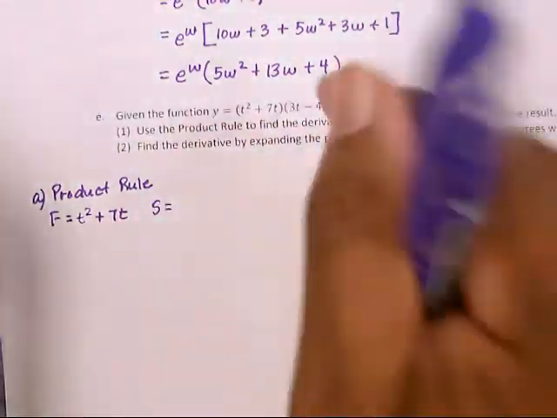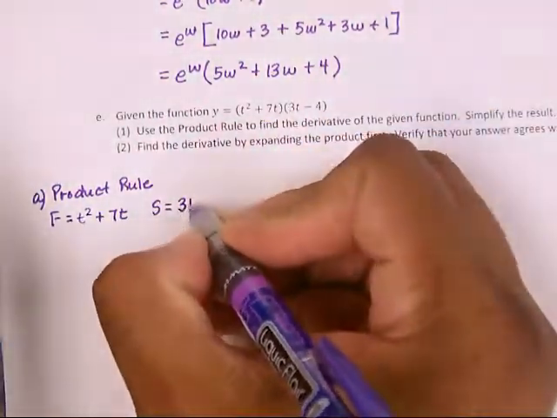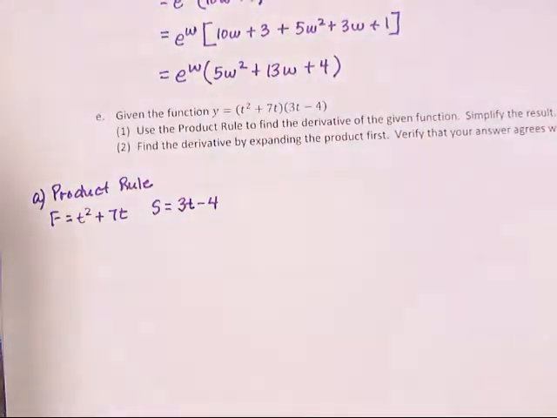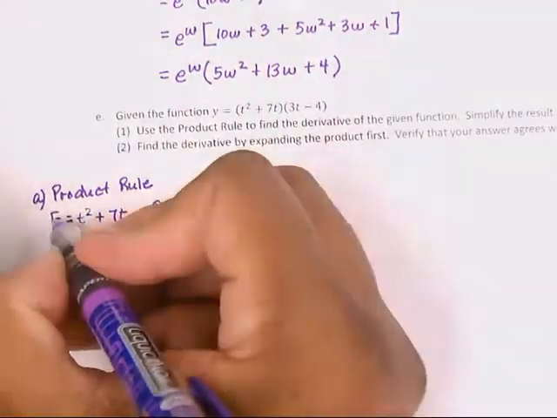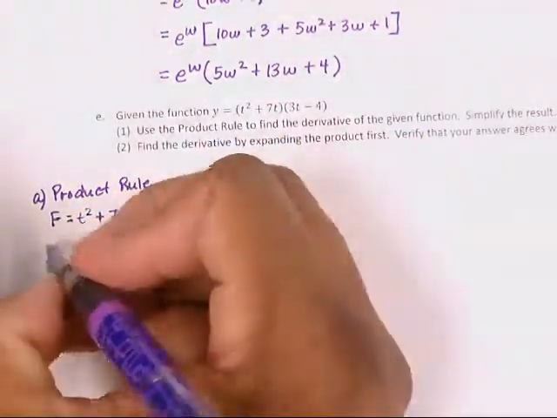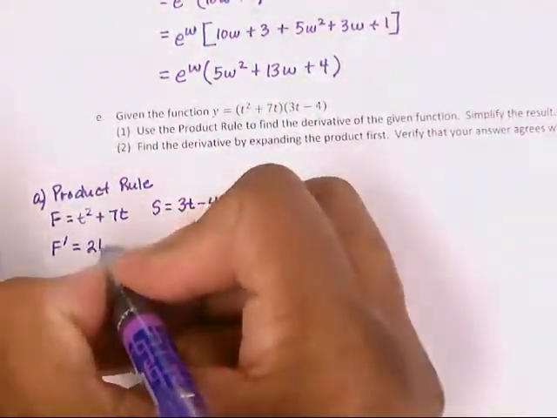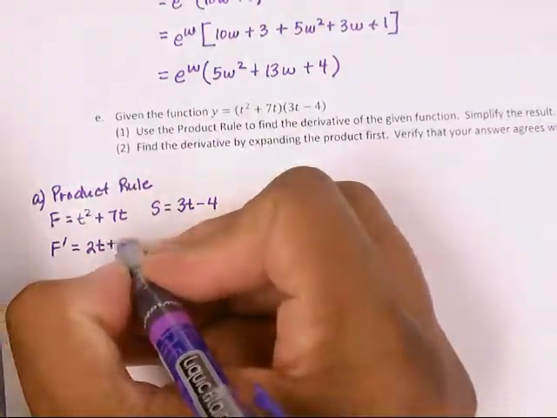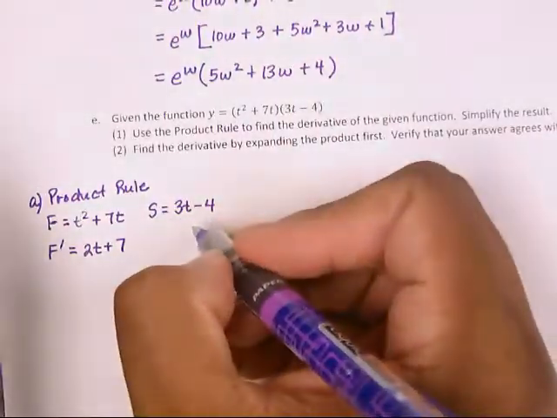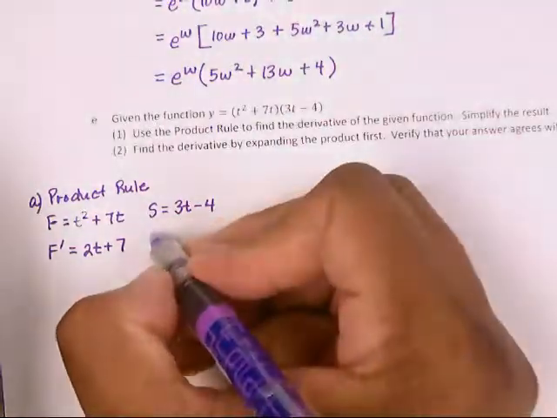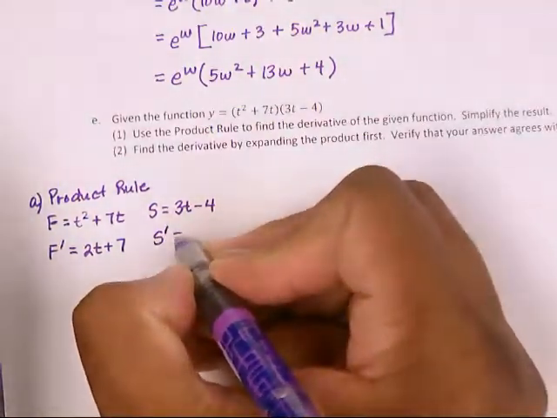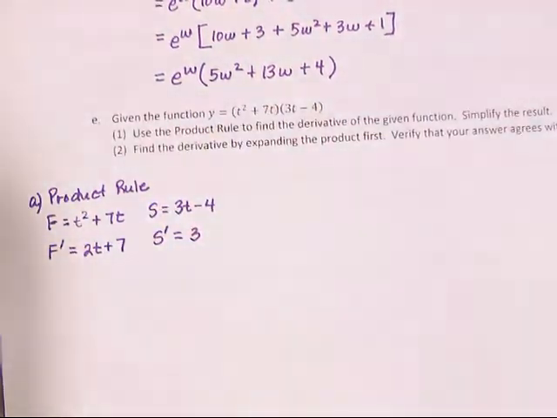And then the second would be that 3t minus 4. Well, in this case, if the first is going to be the t squared plus 7t, the derivative of the first would be just simply 2t plus 7. And if the second is just the 3t minus 4, then the derivative of the second would just simply be 3.